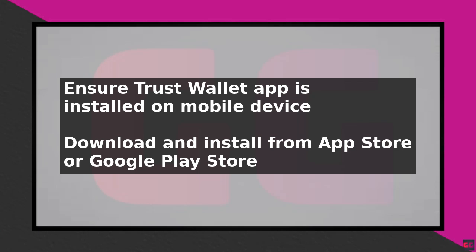Next, launch the Trust Wallet app and click on the option to restore a wallet. This option is usually found on the initial startup screen. If you do not see this option, you may need to click on the menu icon and select the Restore Wallet option from the menu.